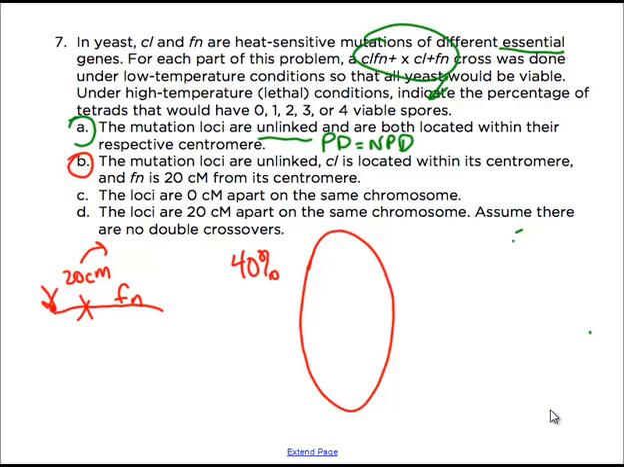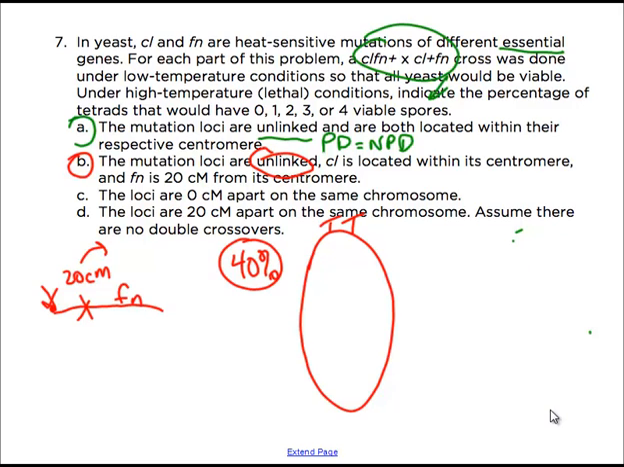One is that the only way to get tetratypes when things are unlinked is if there is a crossover between one of the loci and its centromere. The other thing is just knowing the fact that map distance equals the percentage of a certain type of tetrads made by crossovers divided by 2. So we have to multiply by 2 to get the 40%. So this is going to be a tetratype.